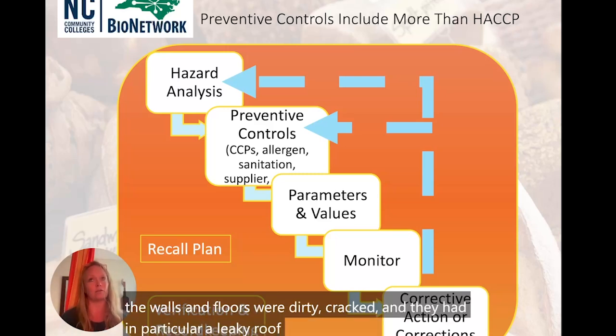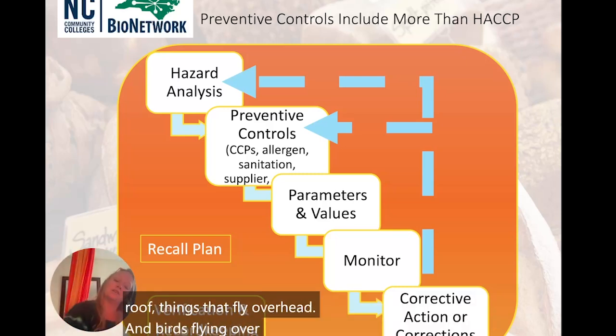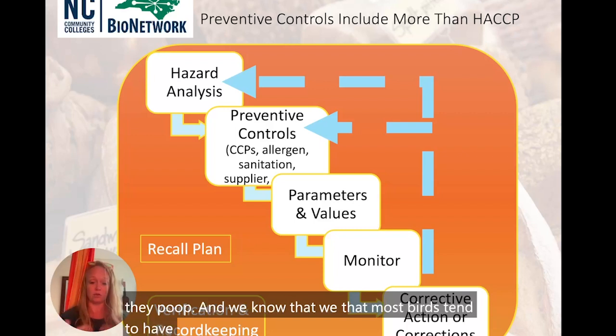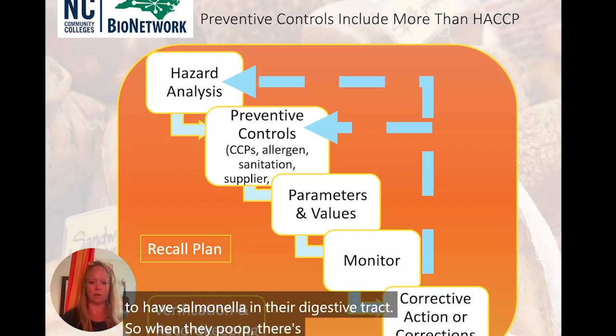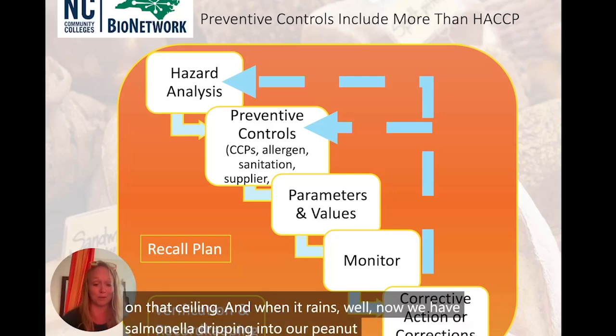Now, when you think about a roof, things that fly overhead, birds flying over the roof. What do birds do? Well, they poop. And we know that most birds tend to have salmonella in their digestive tract. So when they poop, there's salmonella going on that ceiling. And when it rains, well, now we have salmonella dripping into our peanut butter batch mixer.